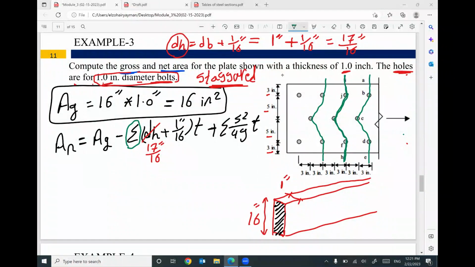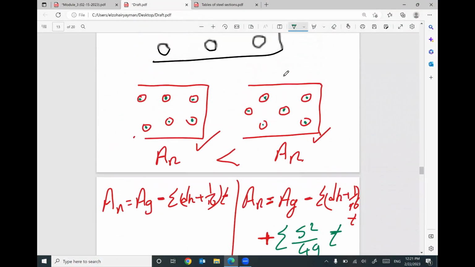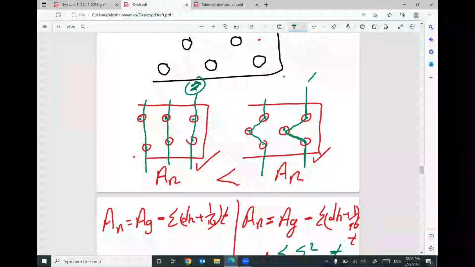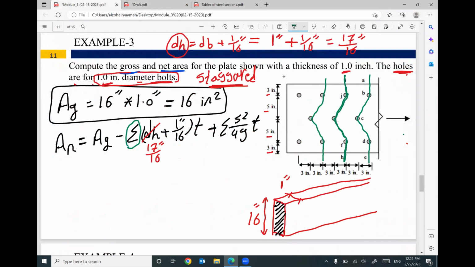Remember, the cross section in your parallel arrangement looks like this, so we have 2. The summation will be 2. But in your staggered arrangement, your cross section will be something like this. Your failure can be something like this. So in each cross section, we will have 3. That means your summation here will be 3 times the d hole plus 1/16, times the thickness. The thickness of this plate is 1 inch.